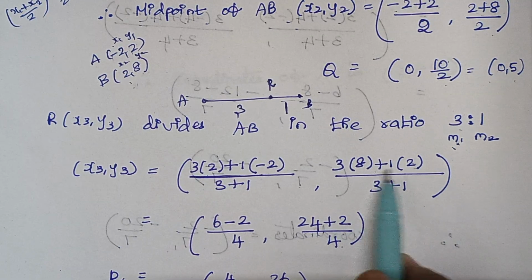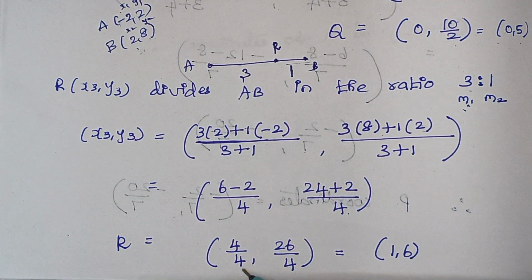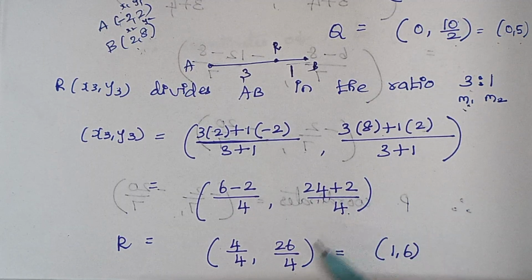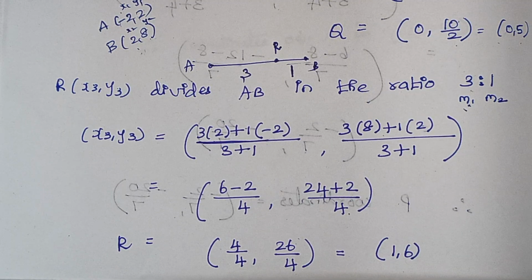8 3s are 24. So once you simplify, 6 minus 2 is 4 by 4, and 24 plus 2 is 26 by 4. So 4 by 4 gives 1 and 26 by 4 gives 6. So finally here we have calculated all the values of the points which divide a line segment AB in a particular ratio, right?